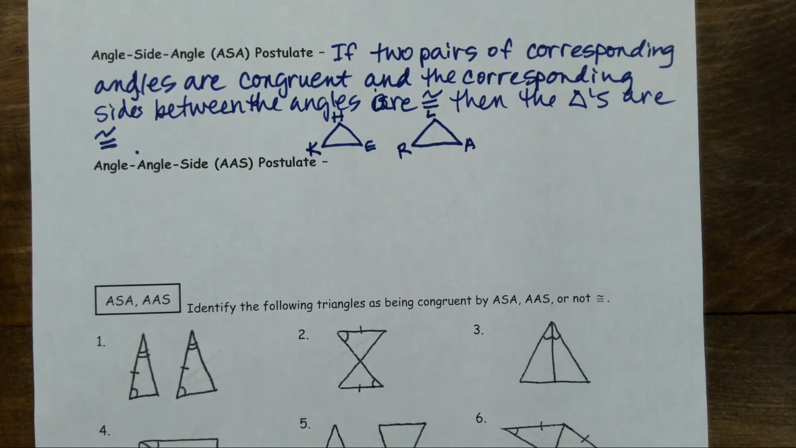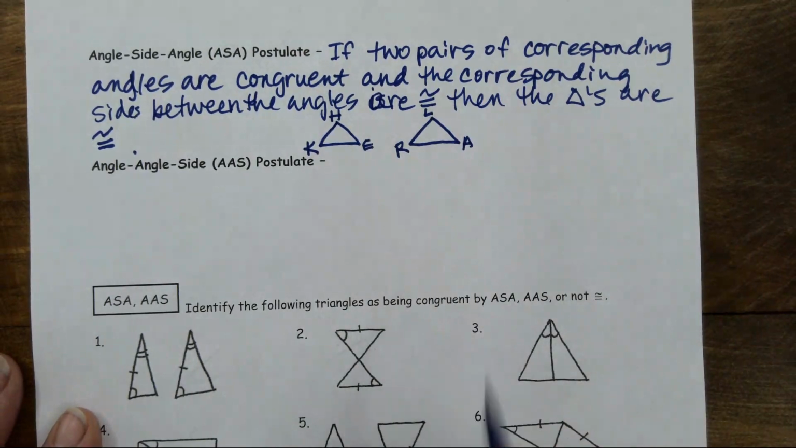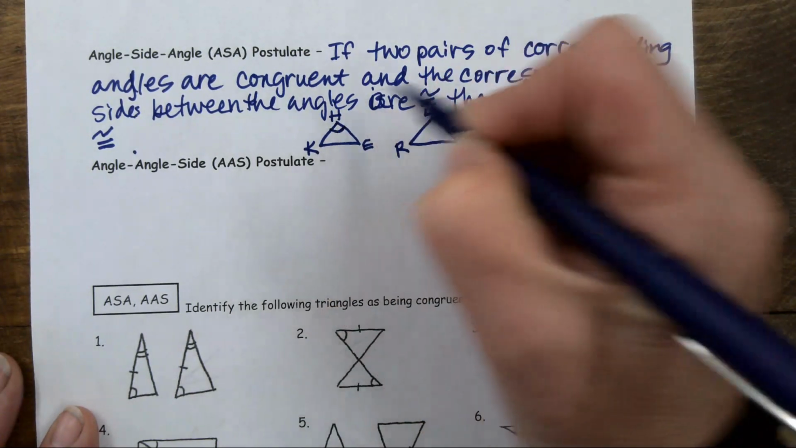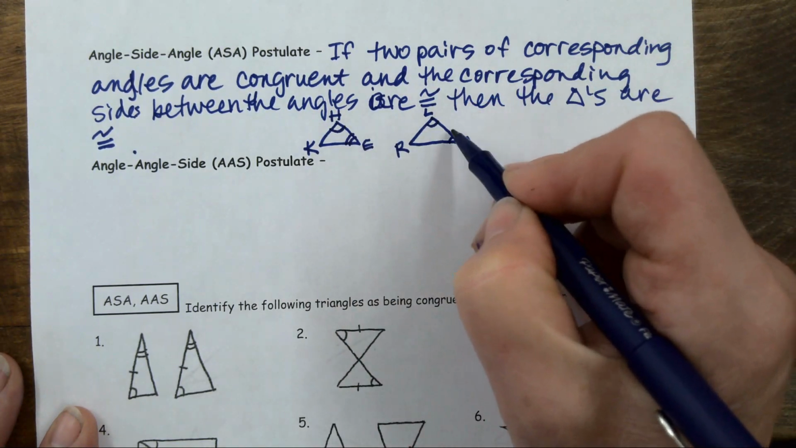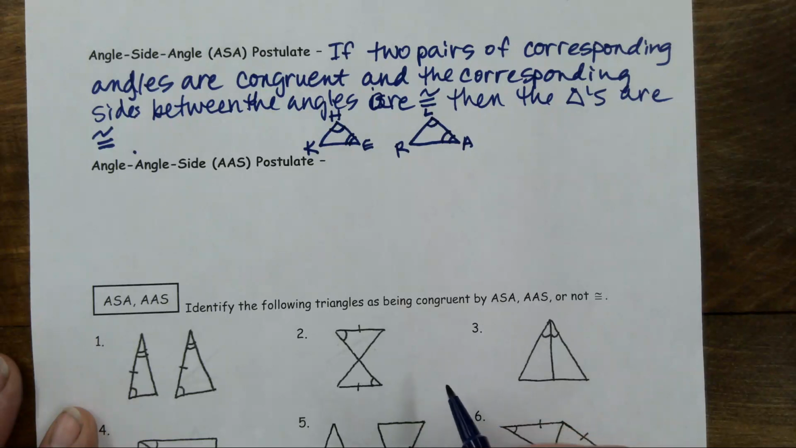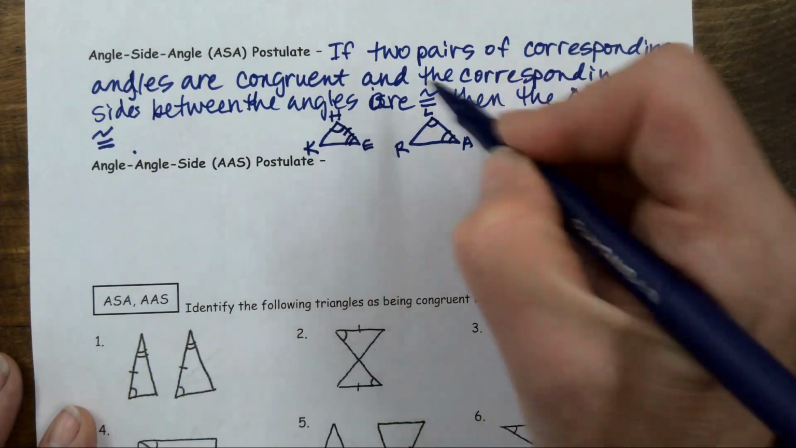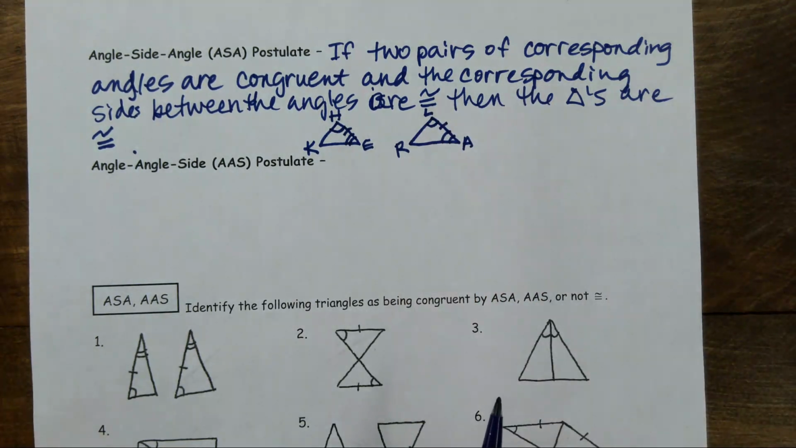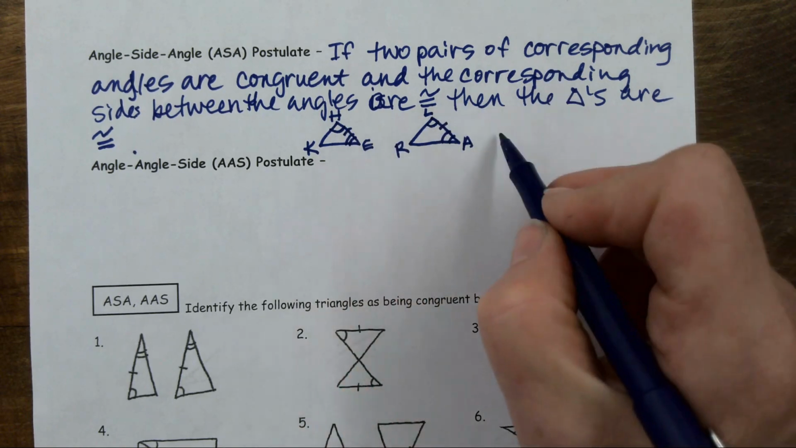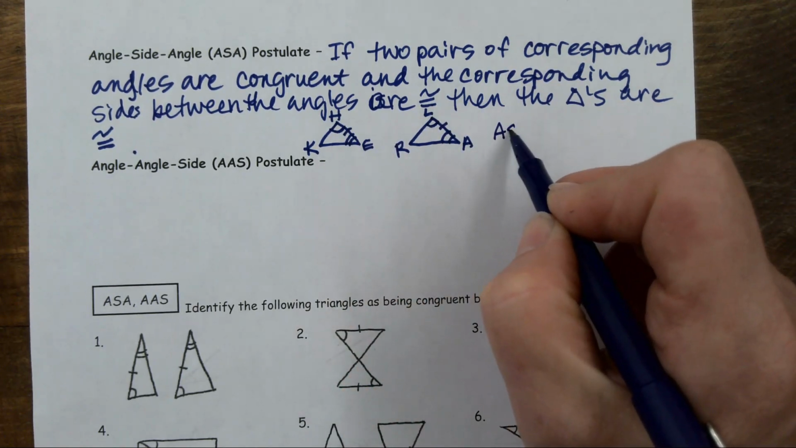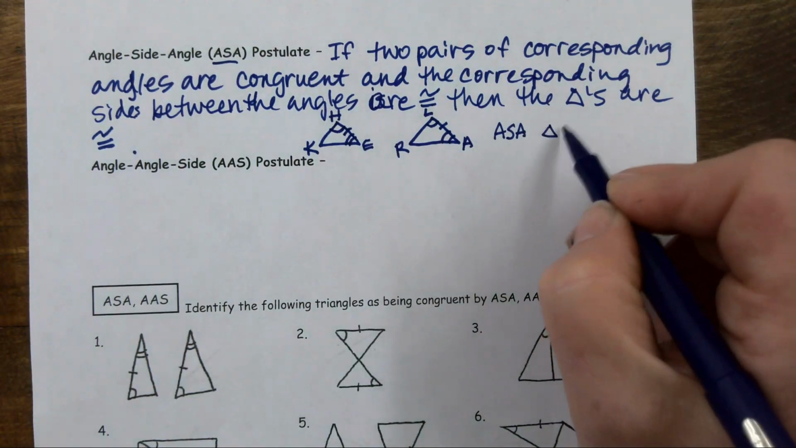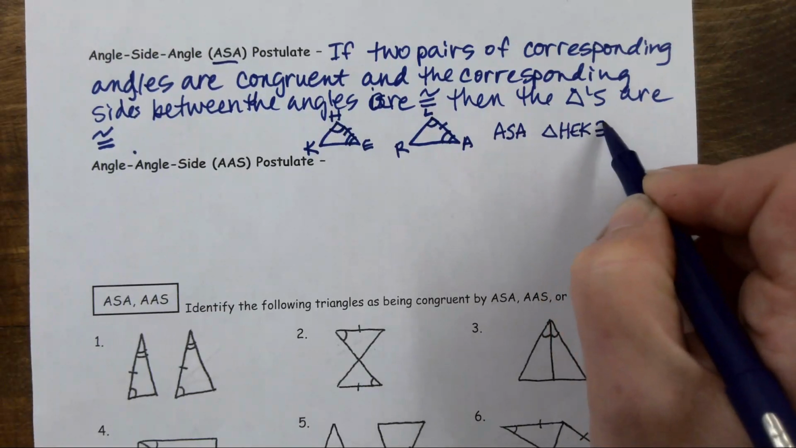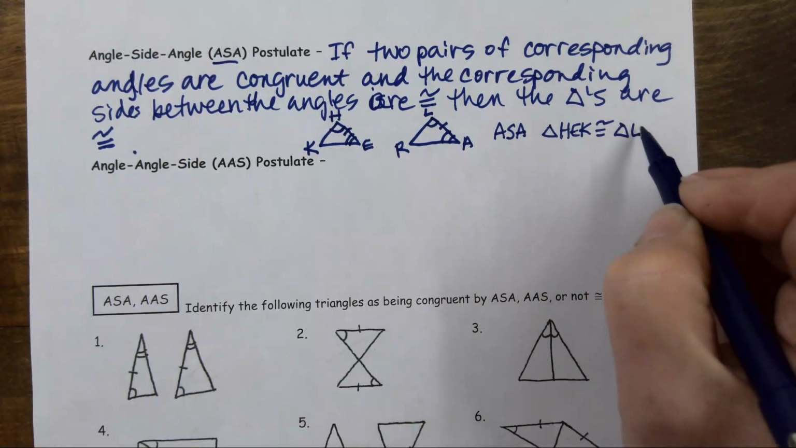Okay. I need help. So I need to do two pairs of corresponding angles. So we'll do the top angle, and in my drawing, the bottom right angle. It's important that the side is marked between them. Because the side is marked between them, we call this angle, side, angle. That's our reason up here. And we can say that triangle HEK is congruent to triangle LAR.